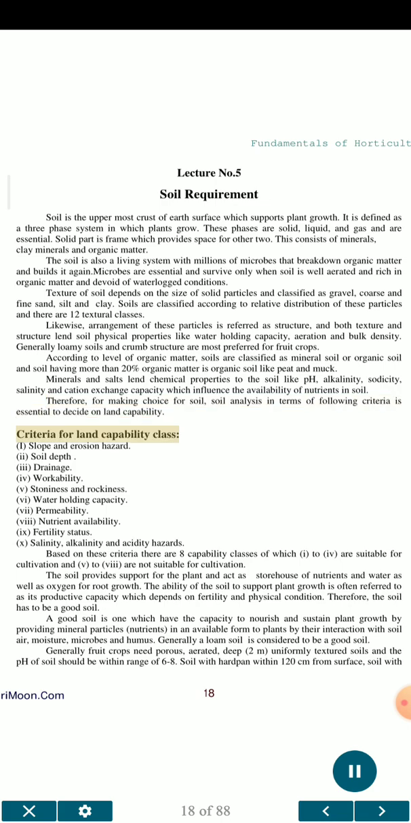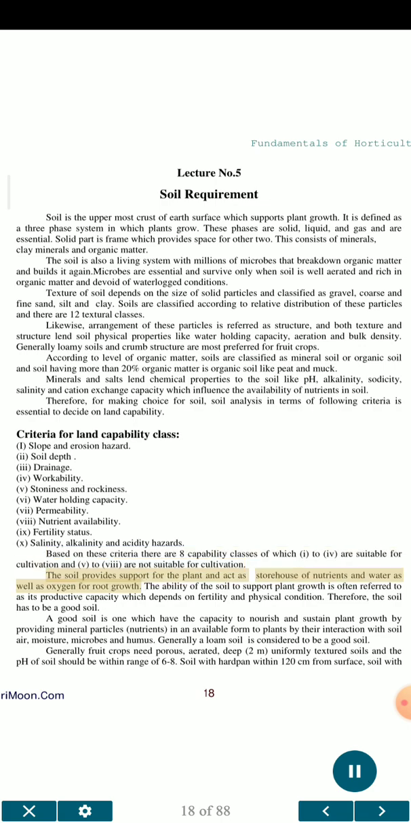Criteria for land capability class: I. Slope and erosion hazard. II. Soil depth. III. Drainage. IV. Workability. V. Stoniness and rockiness. VI. Water holding capacity. VII. Permeability. VIII. Nutrient availability. IX. Fertility status. X. Salinity, alkalinity and acidity hazards. Based on these criteria there are 8 capability classes, of which I, II, III, IV are suitable for cultivation and V, VI, VII, VIII are not suitable for cultivation.